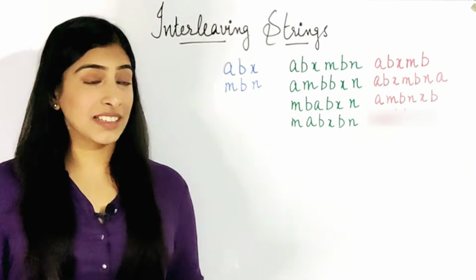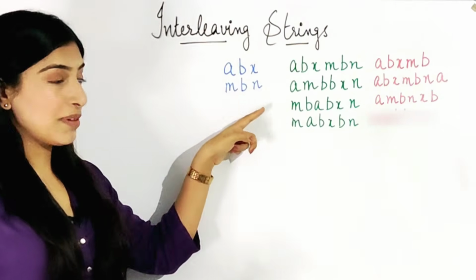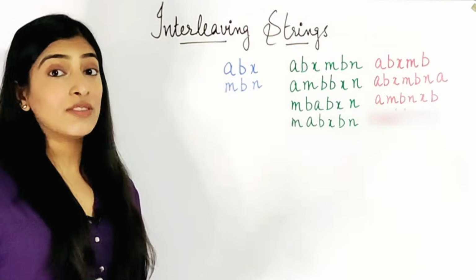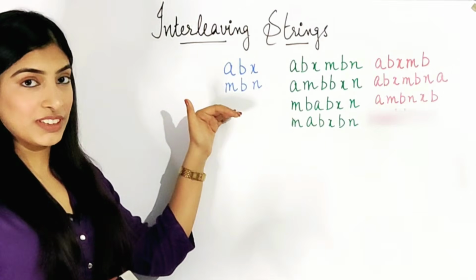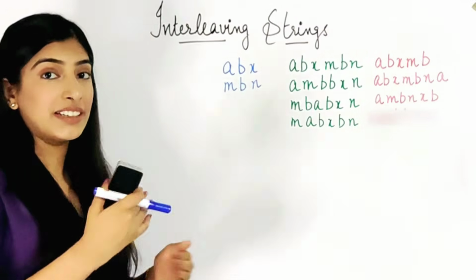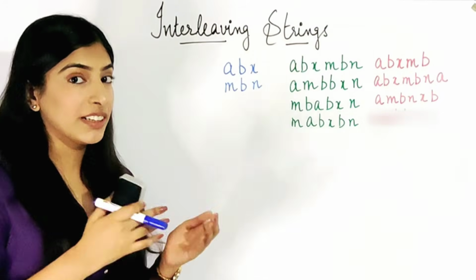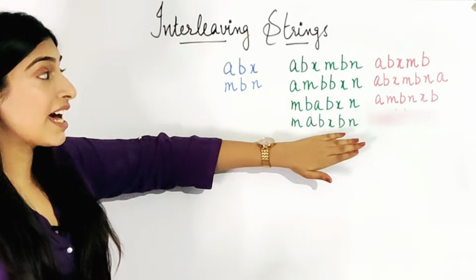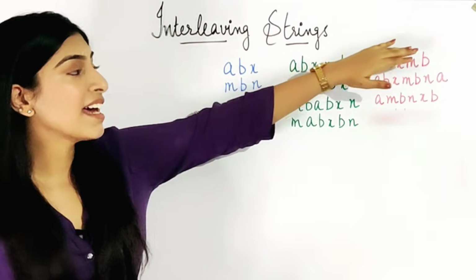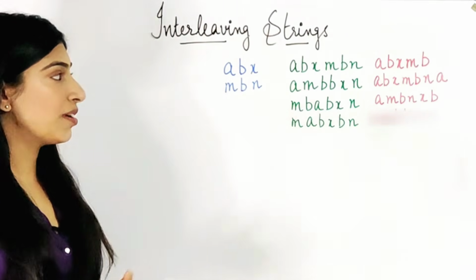Let's see some examples. If the first two strings given to us are ABX and MBN, then what would be the third string which would be an interleaving of these two strings? Now these strings in green can be the third strings which will return true, and the strings in red will be the strings that will return false. That is, these strings are interleavings of these two strings and these strings are not. Let's go through them one by one.